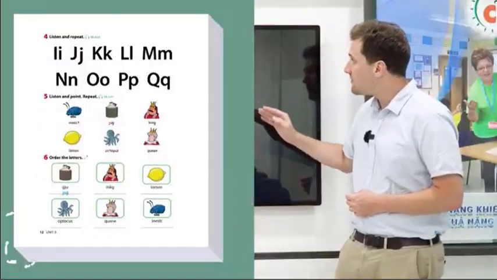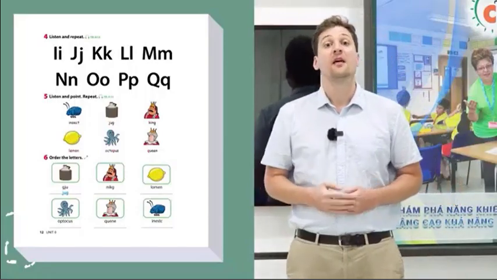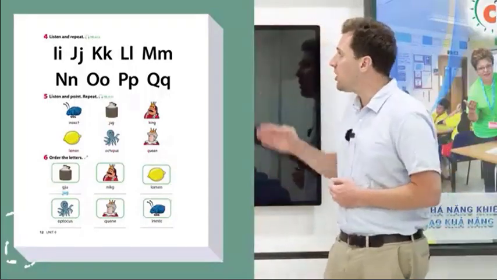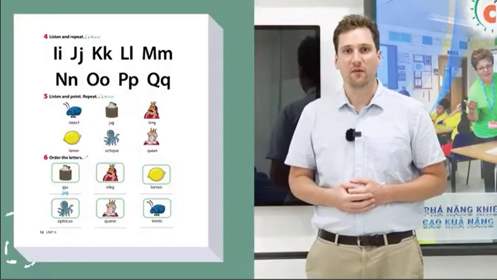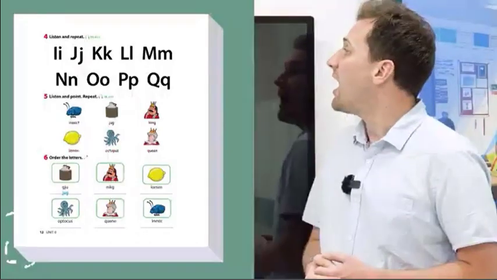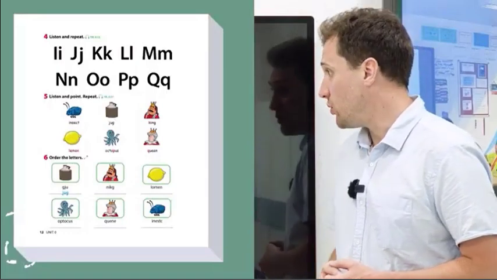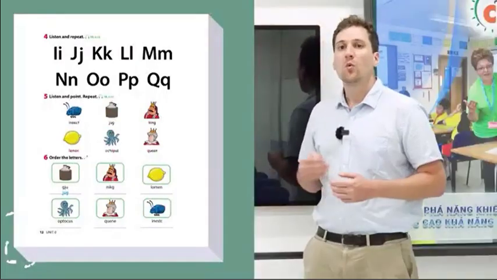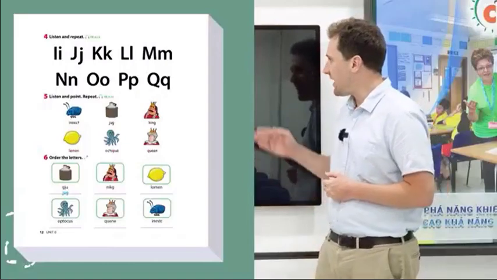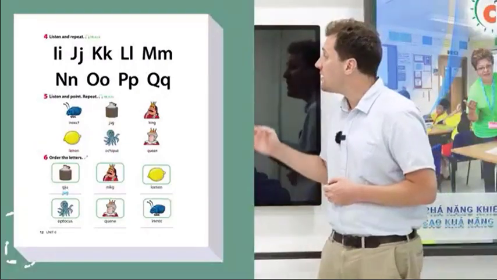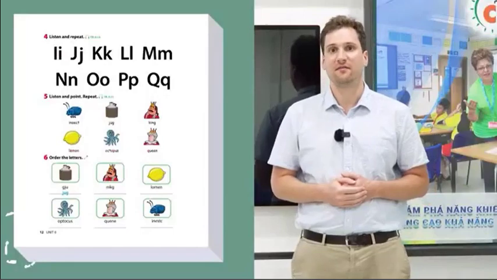Exercises 4, 5 and 6. This lesson we're going to focus on the next 8 letters of the alphabet. I, J, K, L, M, N, O, P, Q. Once the students have practiced those letters, you can then move on to exercise 5.